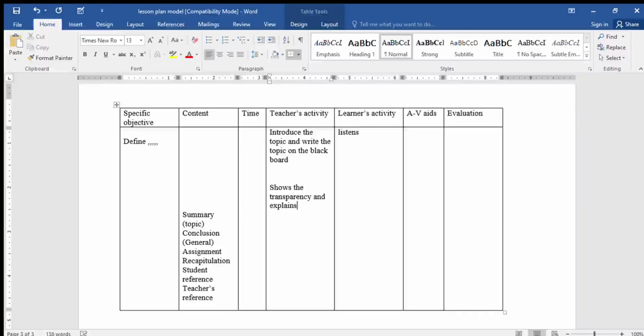And keep one more thing in mind: the teacher's activity and learner's activity should be in the present tense. Introduces, not introduce; introduces, shows, listens, writes down. They write down the notes. That is the main thing you have to keep in your mind. They listen and write down the notes. And ABAs, if you are using, here the overhead projector and the transparency is the ABA.